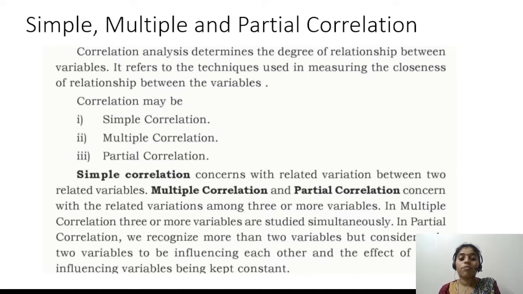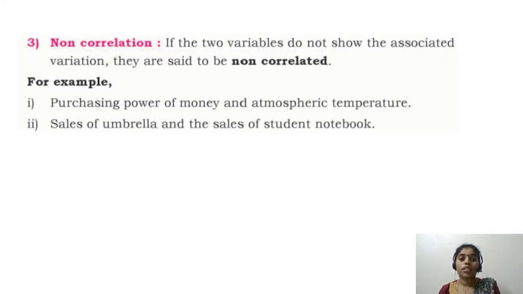The effect of influencing the variable is being kept constant. That means here in the partial correlation we will take only two variables' correlation and keep the other variables as a constant.